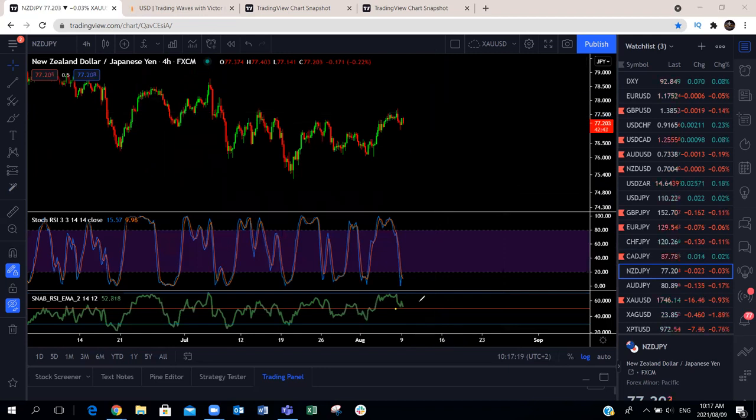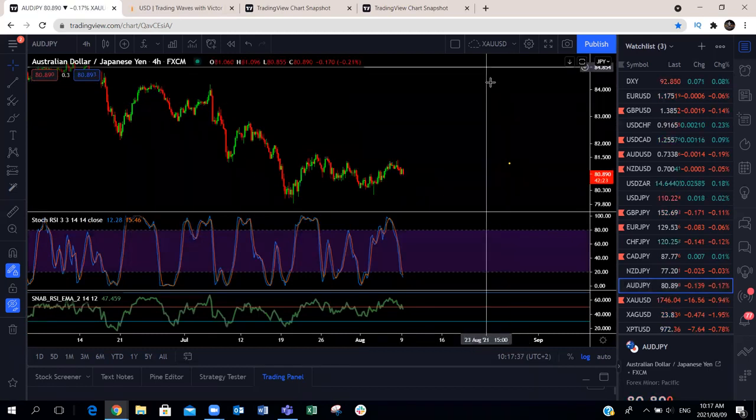We are seeing this just above 50 resetting here. So very likely we get one more up here before we come down. So that will be a 3-wave structure here. And then we make one more down here on the New Zealand. All right, so that is the New Zealand Aussie yen.